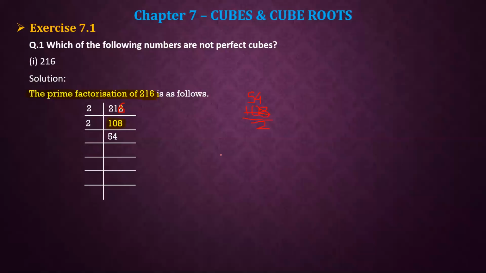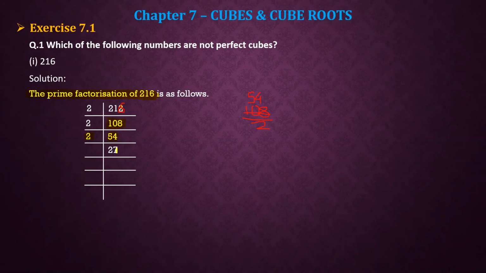Again, this 54 is an even number. So therefore, again we are going to divide it by 2. So 54 divided by 2 is going to be 27.